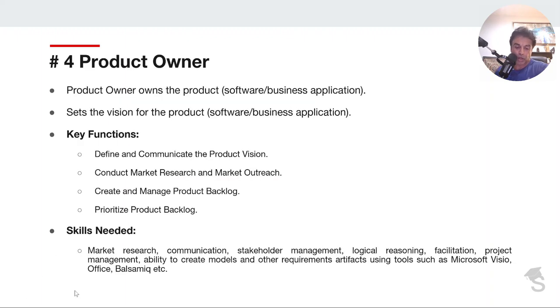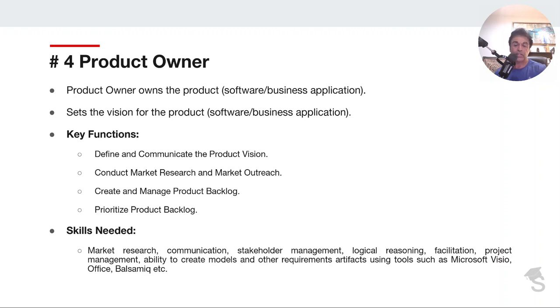Okay, number four is the product owner role. Now, this is a very prominent role in software development teams which use the Scrum framework. Scrum is a type of framework used by software development teams across the world, and I would say that 80% or more of software development projects use the Scrum framework. It's that popular. As a product owner, you are the one who will define and communicate the vision of the product. A product can be software, a business application, or a device like wearables, gadgets, phones, or tablets, which can have both hardware and software included.